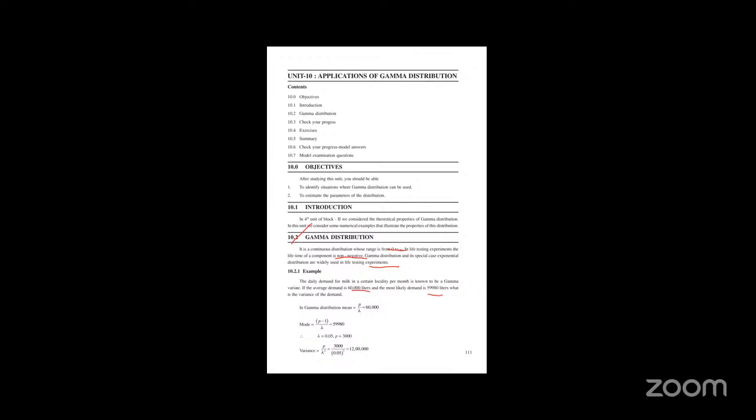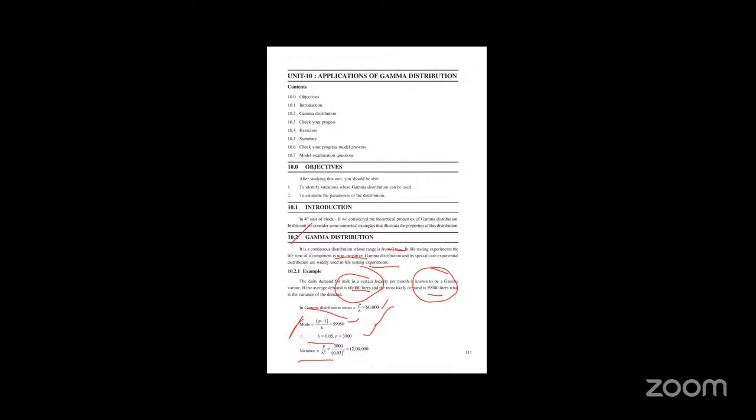If you go through the gamma distribution, the mean of the gamma distribution is P by lambda, so P by lambda is 60,000. We also did how to find the mode. The mode is P minus 1 by lambda, which is the most likely demand, 59,980. From these 2 equations, we can find lambda is 0.05 and P is 3000.